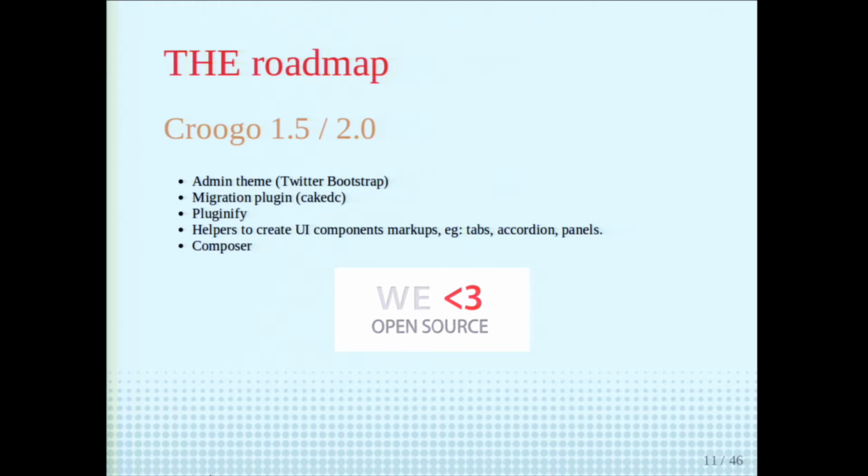So everything that's listed here is now in Croogo. I mean, Croogo is just a lot of plugins that you can install with Composer. And there is an admin theme, which is with Twitter Bootstrap 2, not the latest one.